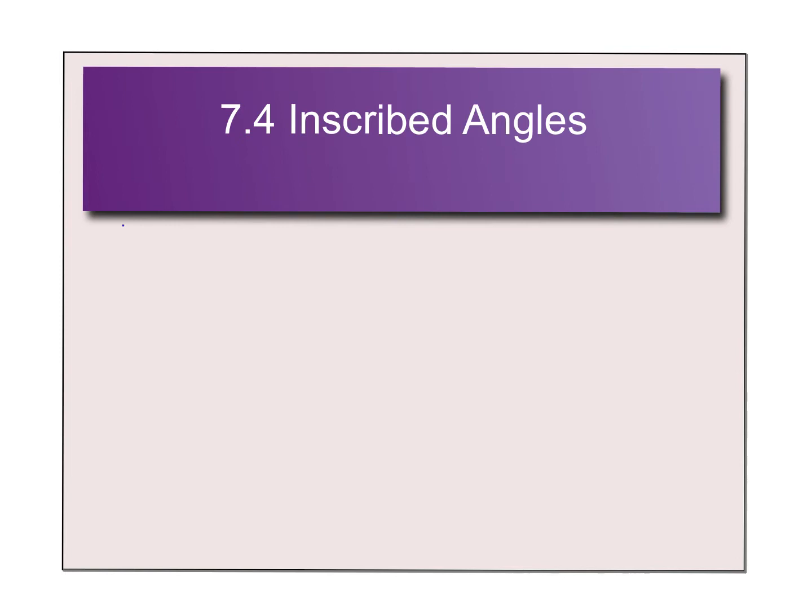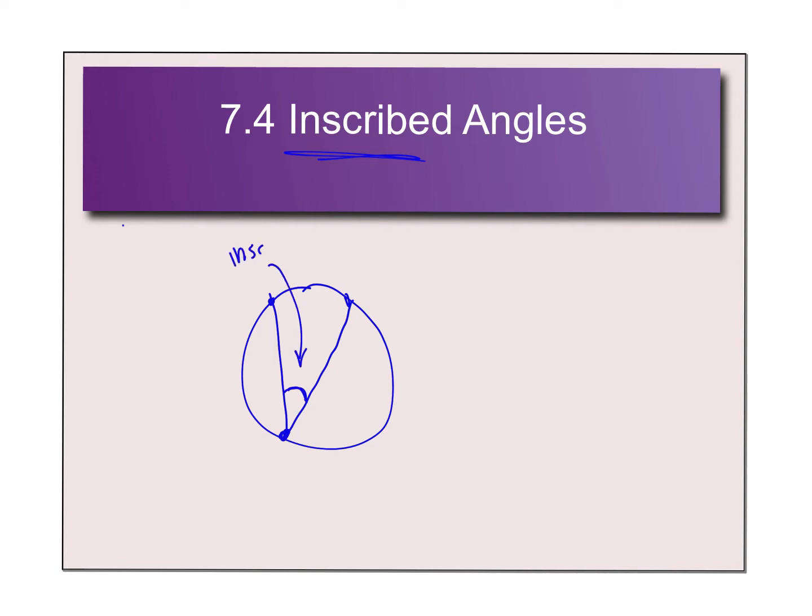Let's just start with what does it mean to be inscribed? All inscribed means is that if I have a circle and a point on the circle, any angle I create where the endpoint of my angle is on the circle, that's inscribed. So this angle in here would be considered inscribed. That would be an inscribed angle.